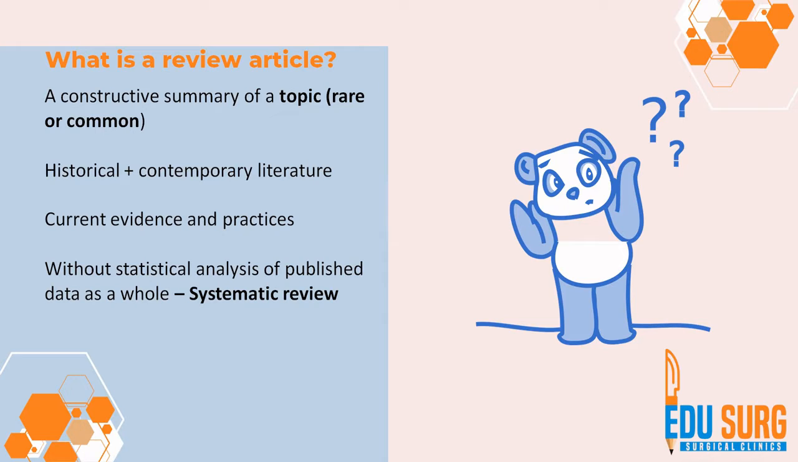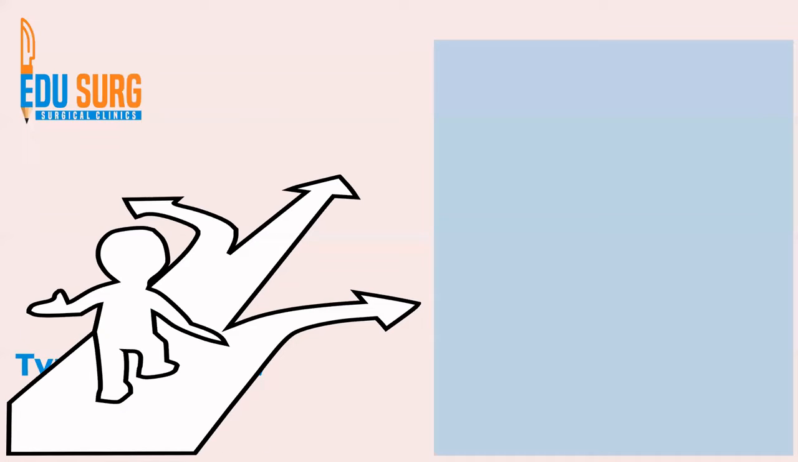You will have to discuss the literature in the review article in a way that drives it towards a conclusion. It is done with or without statistical analysis of the published data as a whole. If you don't do a statistical analysis of the published data but just present the statistical analysis that has been done so far on a particular topic, that is a type of review called systematic review. And if you do a statistical analysis of the published data as a whole, then it is a meta analysis.